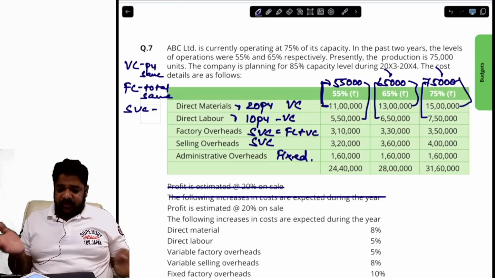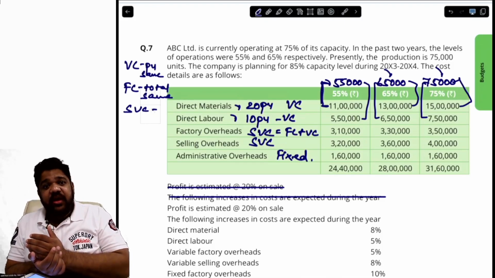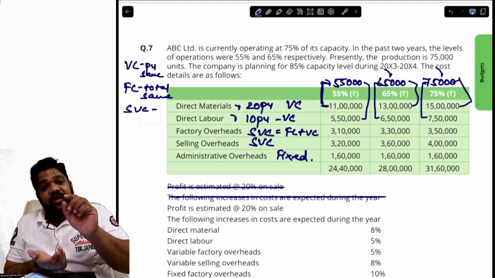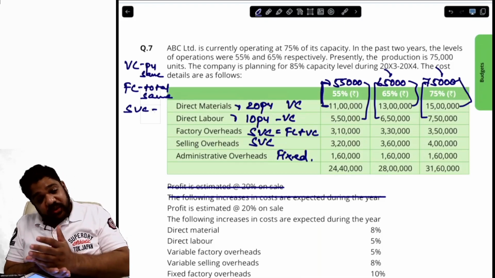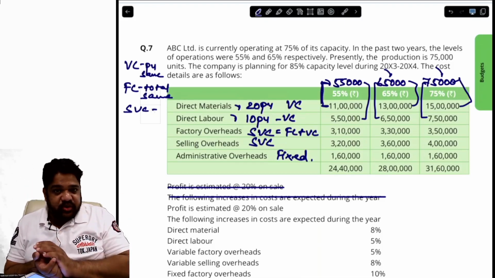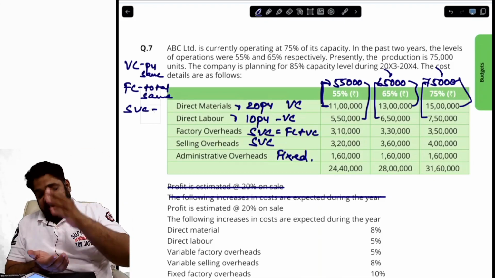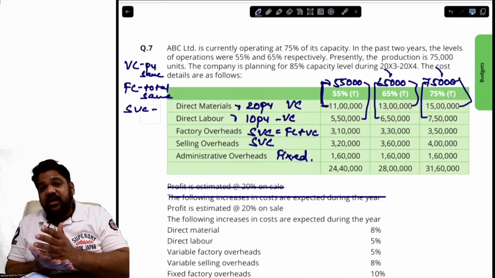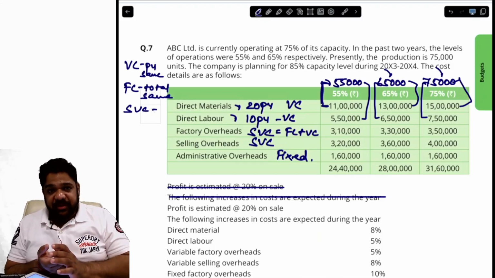But how do we do that? Once you've divided, if the per unit is the same, then that cost will become a variable cost. If the total is the same, then that cost is a fixed cost. And if neither of it is the same, neither the per unit nor the totality is the same, then in that case, that number will become a semi-variable cost.